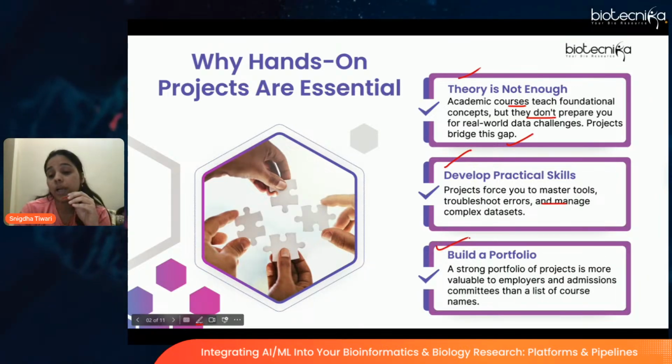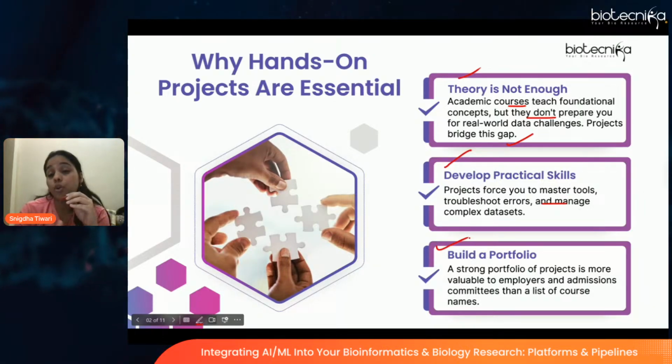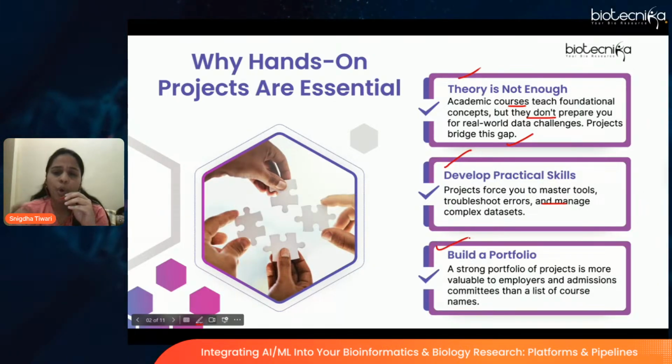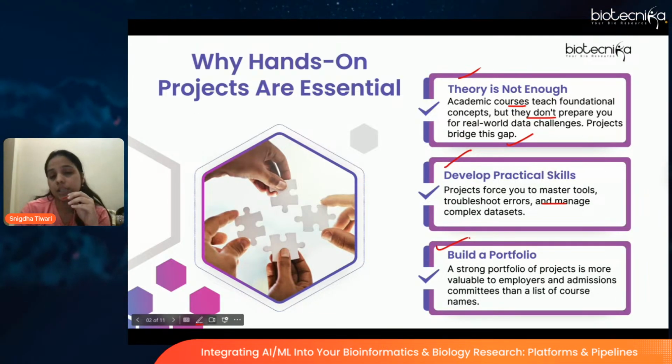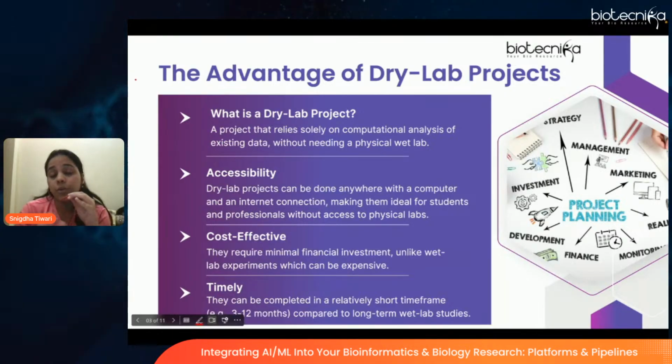Also, building a portfolio is very important. A strong portfolio of projects, guys, is valuable for employers and admission committees. Just writing the list of course names, what academic courses and points you had, is not enough. More than that, what is your practical enhancement, what are your practical skills, are more important towards building a portfolio. And of course, whoever is listening to me, for transforming careers in the industry, has to do that, right?